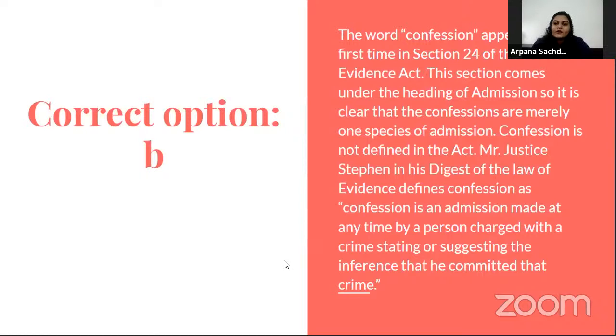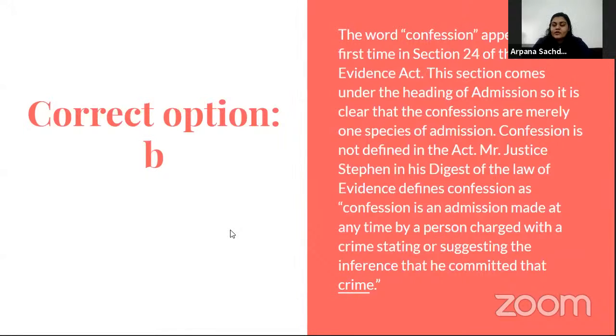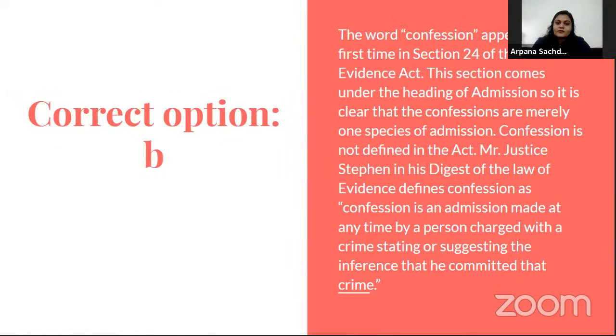Sir Stephen's Digest on the Indian Evidence Act, where he has defined the word confession, and he says that a confession is an admission made at any time by a person charged with a crime, stating or suggesting the inference that he committed that crime. So if we look into the question, A has said that he finished his wife forever, so it amounts to a confession. Now question number 16.